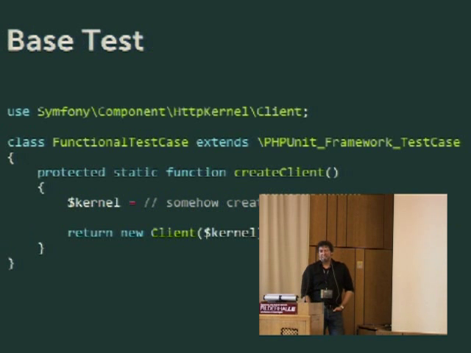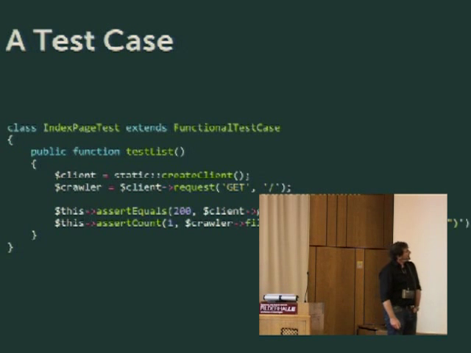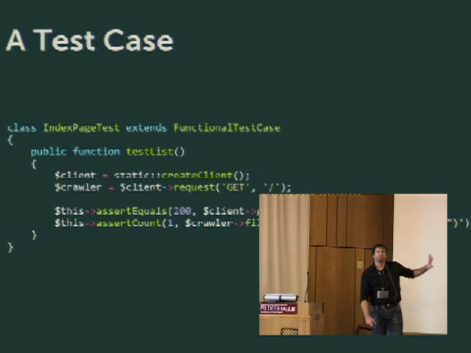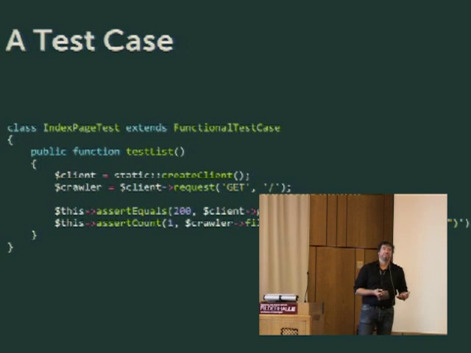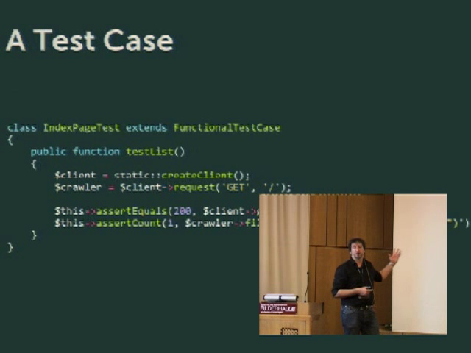And now the test case, as you've seen, I'm extending the PHPUnit framework test case, so I can now do all the stuff that I can do in regular unit tests. Of course, it's not a unit test anymore, now it's a functional test, but you still have all the tools available to you: all the assertions, and the output of PHPUnit, which is a great asset. You can integrate that into your continuous integration environment and so on.